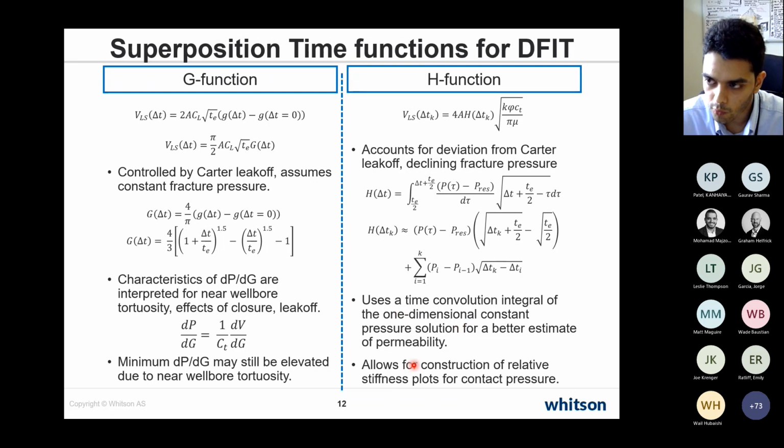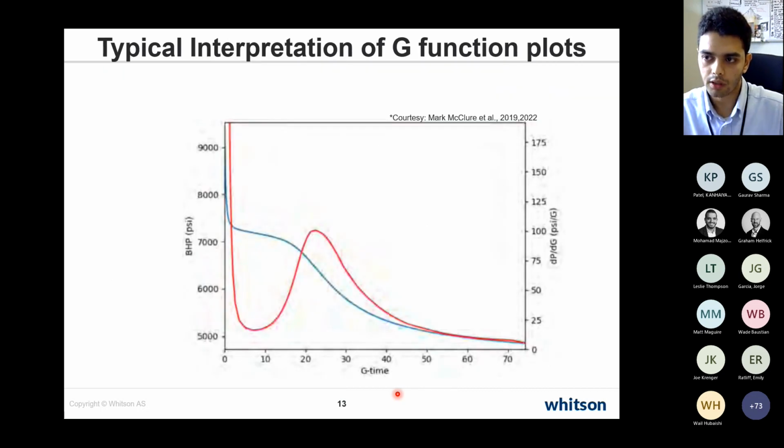The other thing I wanted to mention was that the H function, being independent of the declining fracture pressures, is also used for the construction of relative stiffness plots, which are important when you cannot use a G function to estimate the minimum principal stress. So with that, let me show you a typical interpretation of a G function plot.